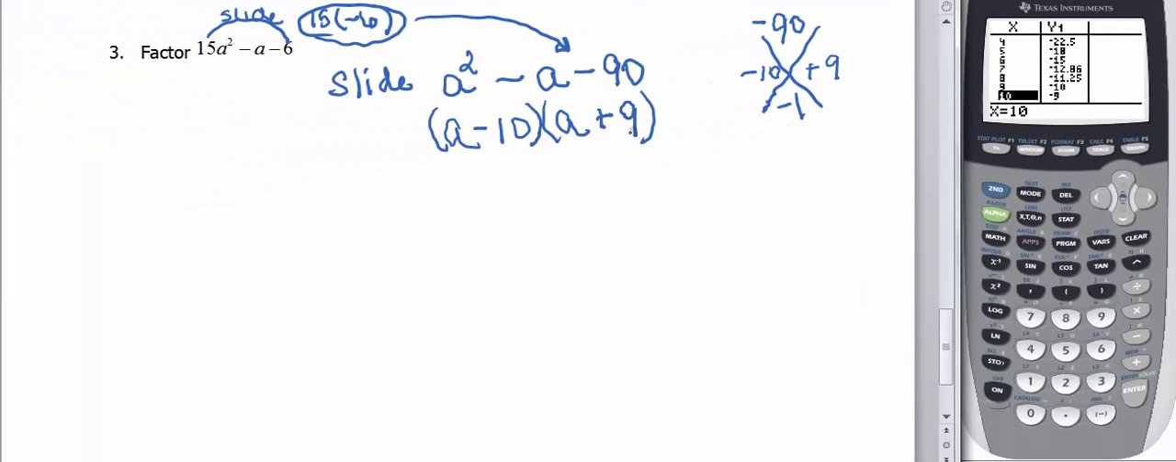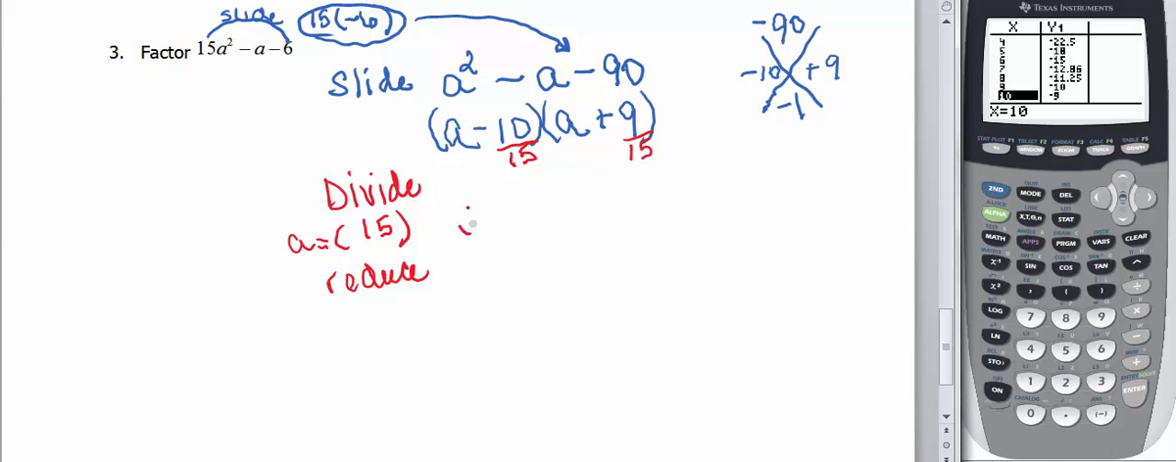Now we're ready to divide. And what are we going to divide by? We're going to divide by 15. We divide by a. Okay? You always divide by a. So because we multiplied by a to begin with, we're going to divide by a to get it back. And now we reduce.